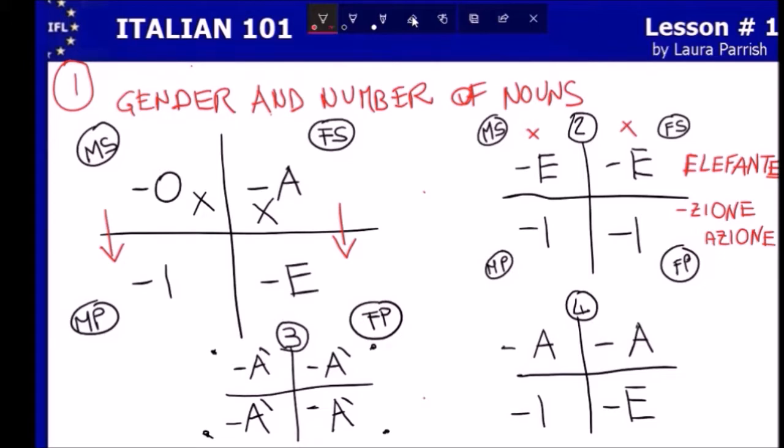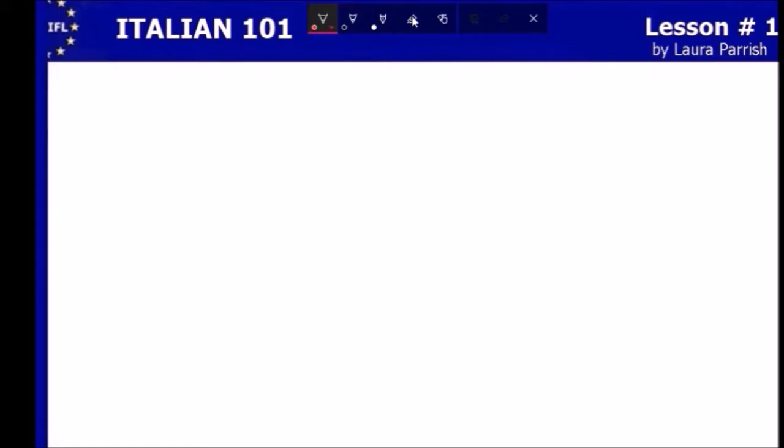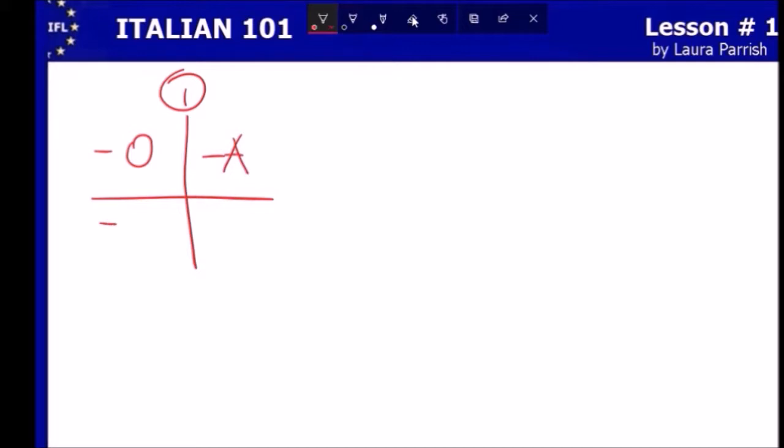Now that I have shown you this, I would like to start on a new page because I think it was too crowded over there. So we did pattern number 1 with the example. Let's do it again. So this is pattern number 1, okay? In number 1, we have four endings: O, A, I, and E.